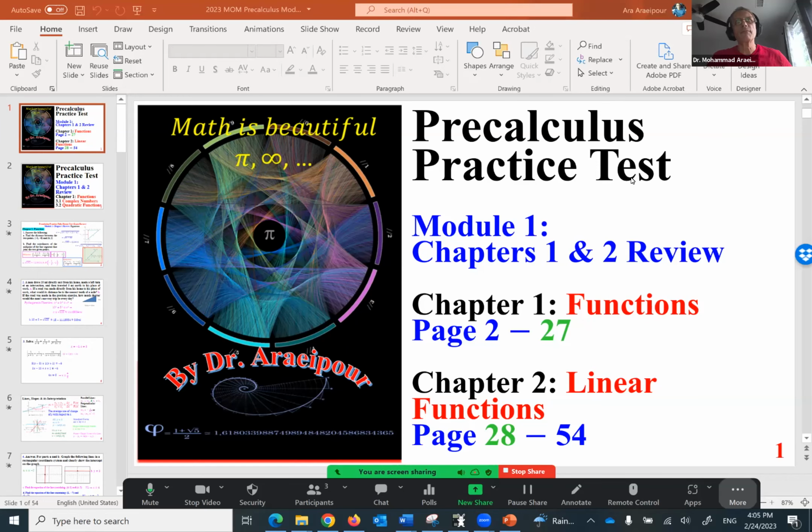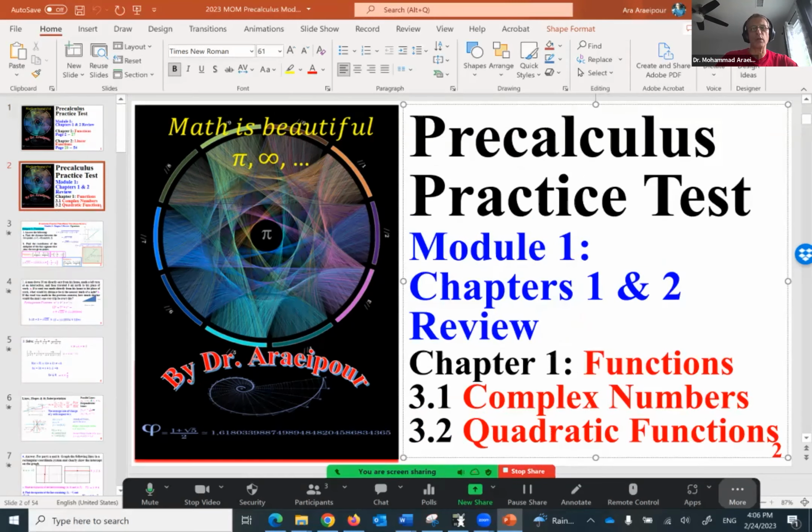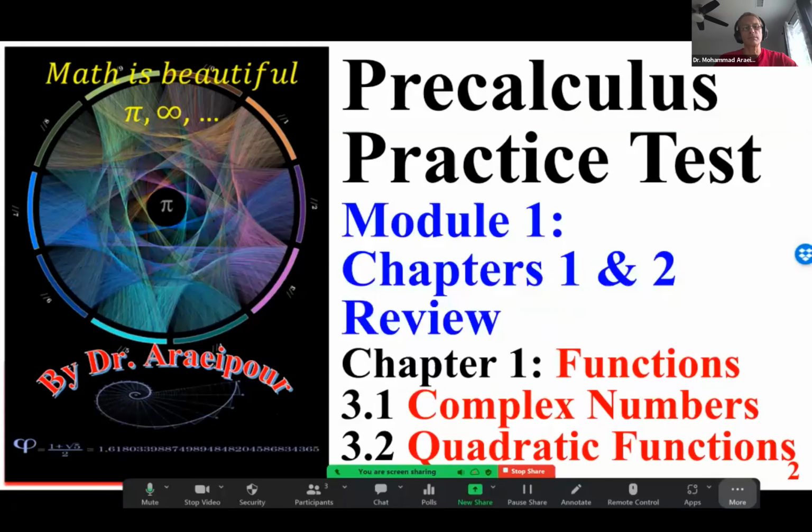Good afternoon, class. We are looking at the pre-calculus practice test, module 1, covering chapters 1 and 2. Chapter 1 is functions, chapter 2 is linear functions. And here's module 1, chapter 1, functions. It includes 3.1 complex numbers and 3.2 quadratic functions as well. So let me put this in slide mode.